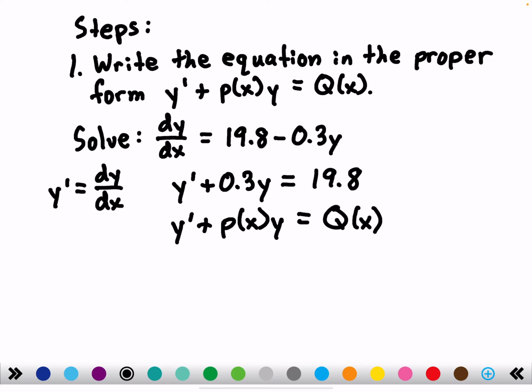Now to answer that question, why is it important to have the equation written in the proper form? So that we can identify the correct functions p sub x and q sub x to use in later steps to obtain the general solution of this differential equation.